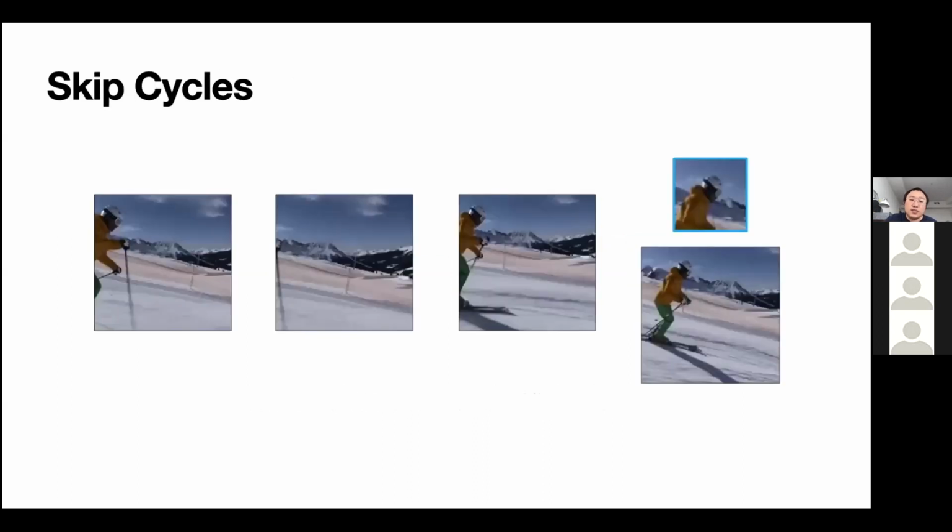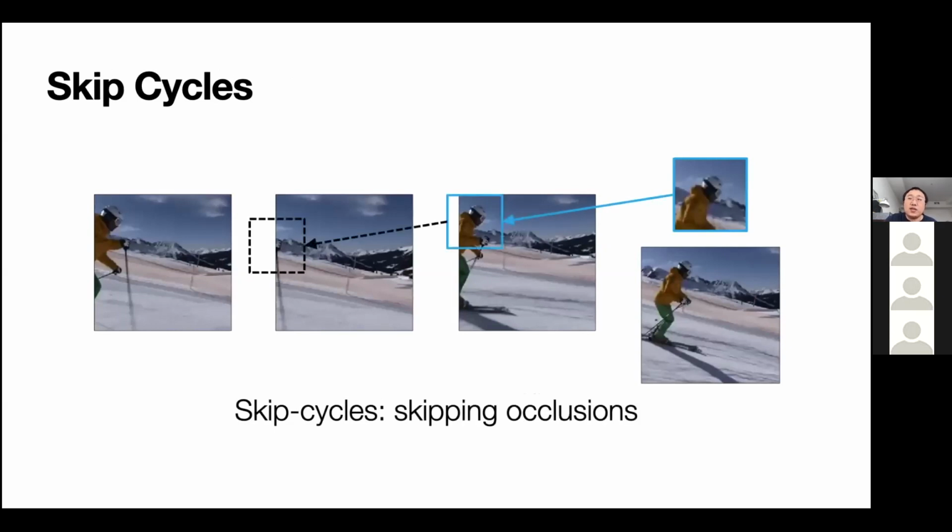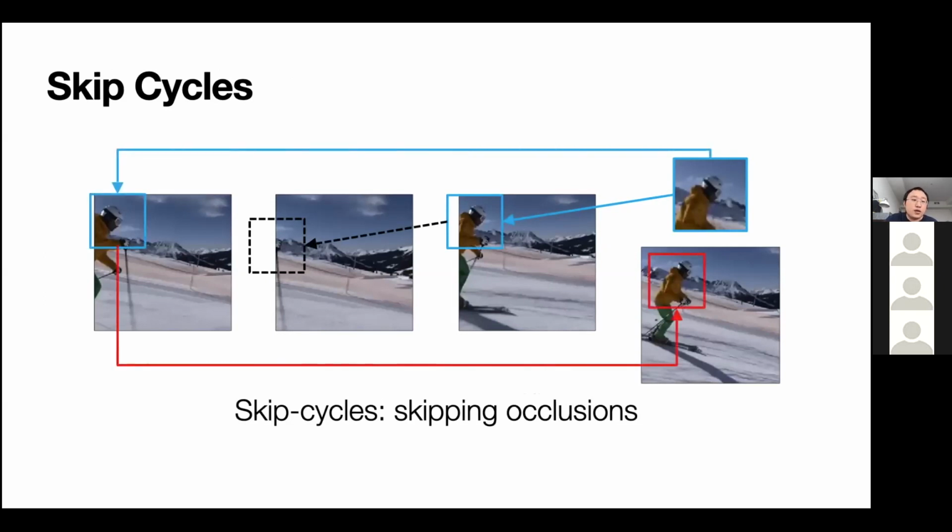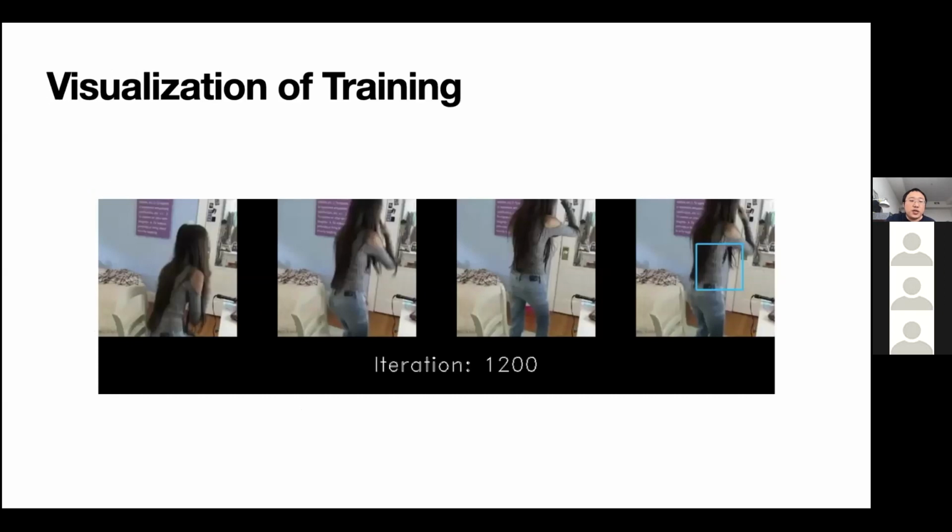Sometimes correspondence is impossible due to occlusions. We also design cycles that can skip frames to address this issue. So during training time, we combine all kinds of cycles together. Here is a visualization of one cycle during different iterations of training. We can see that as the cycle becomes more and more consistent, the tracking result gets better and better and better.